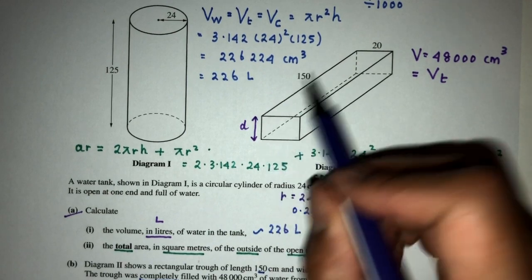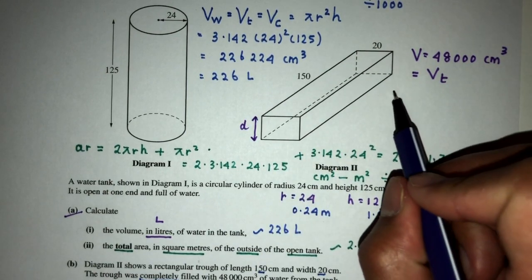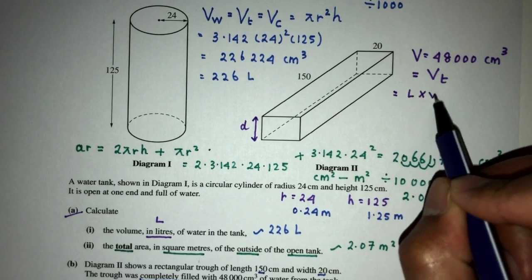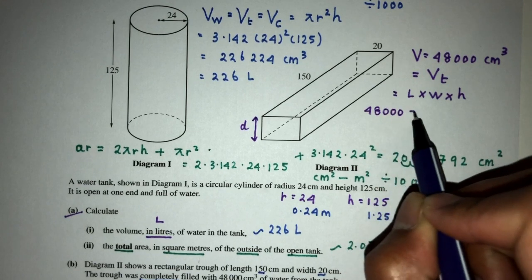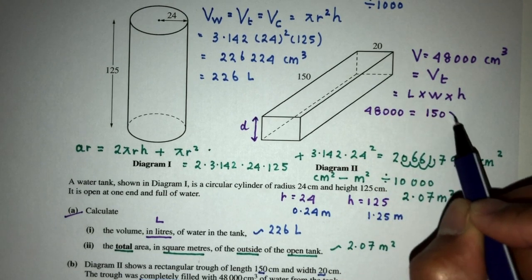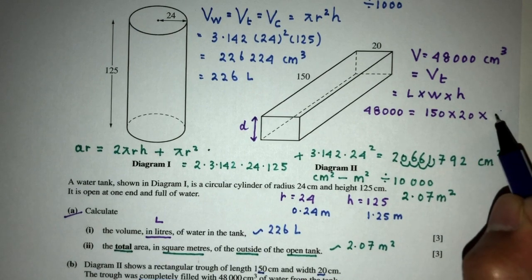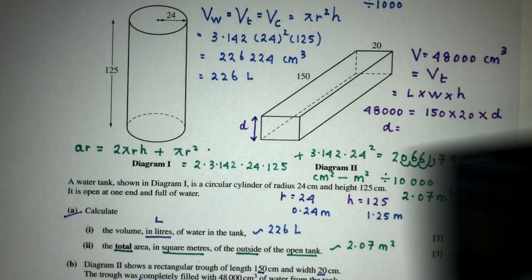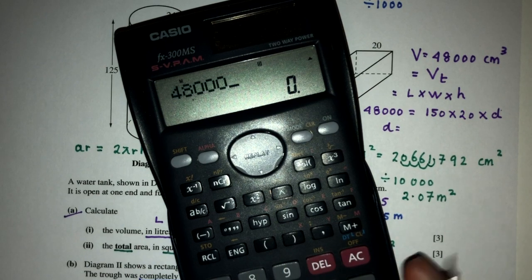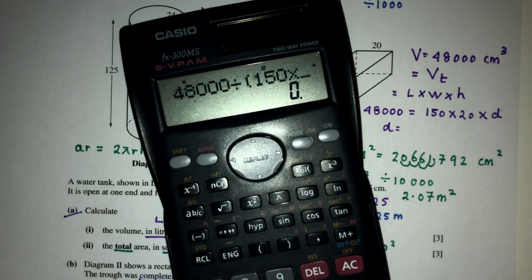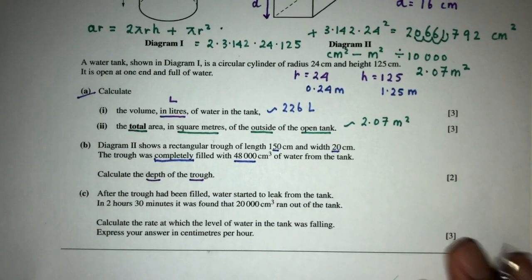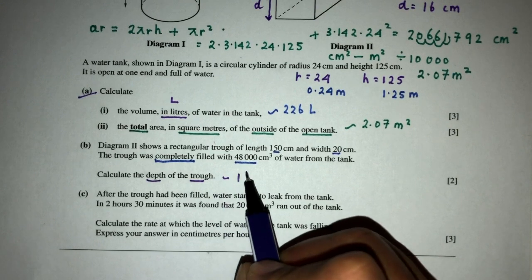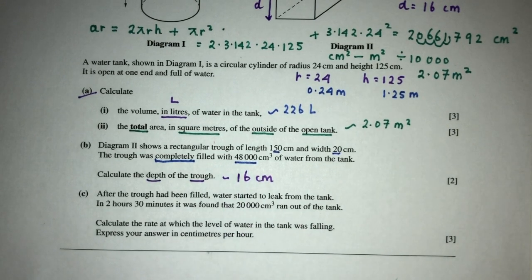So how do you find the volume of this shape? It will be the length times width times height, right? So 48,000 is equal to length, which is 150, times 20, times depth. So depth will be 48,000 divided by 150 times 20. That will be 16 centimeters as your answer. That is your answer for part B: 16 centimeters for the value of the depth of the trout.